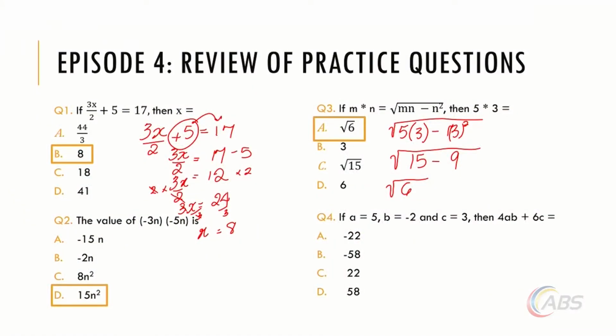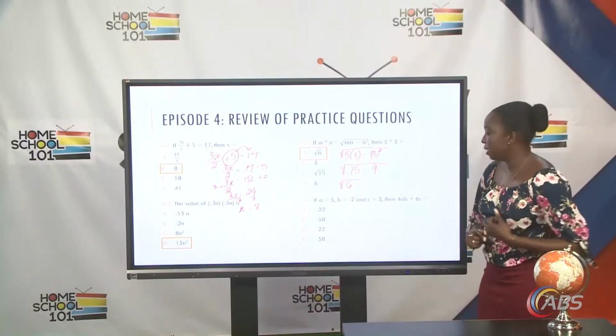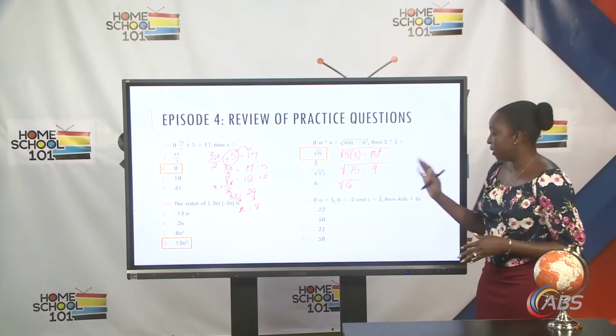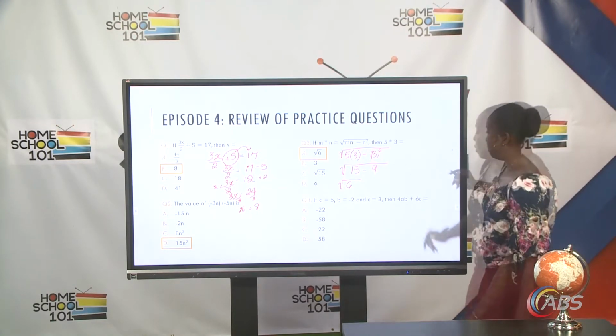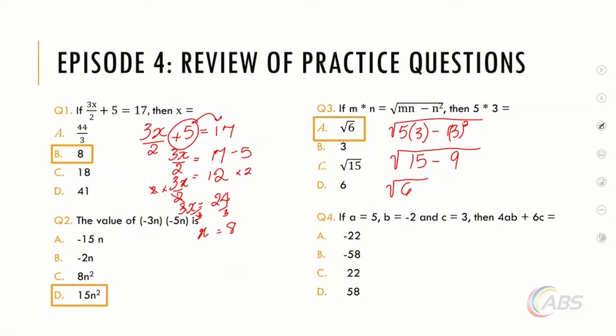B is equal to negative 2, and C is equal to 3, then 4AB plus 6C is equal to what? So A is 5, B is negative 2, and C is 3. So wherever we see these letters, we just substitute the value in there and follow whatever the operation is, okay? So, substituting. Let's just rewrite the problem. 4AB plus 6C. A is 5, so 4 times 5. B is negative 2 plus 6C. C is 3.